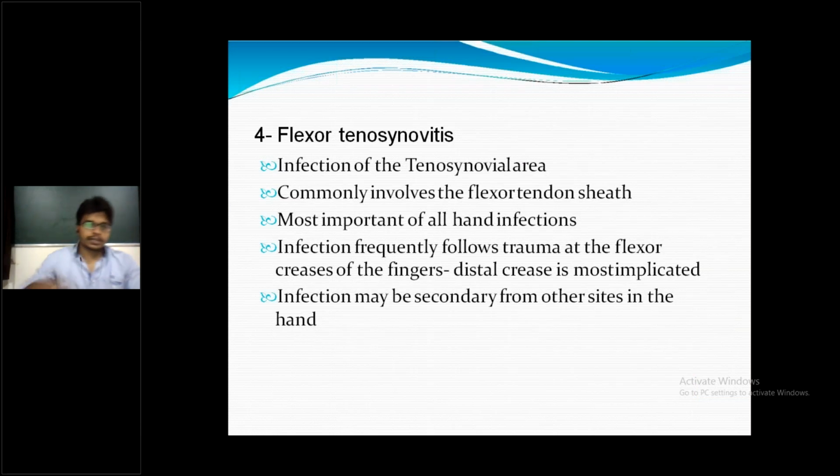Flexor tenosynovitis. Infection of the tenosynovial area commonly involves the flexor tendon. Most important of all, hand infection, because if you don't treat this well, the underlying infection will increase. Infection frequently follows trauma at the flexor creases of the fingers. The distal crease is the most commonly implicated. Infection may be secondary from other sites of the hand.